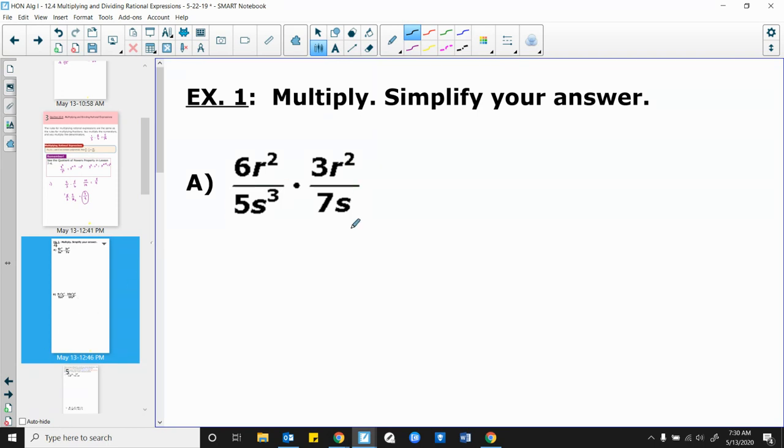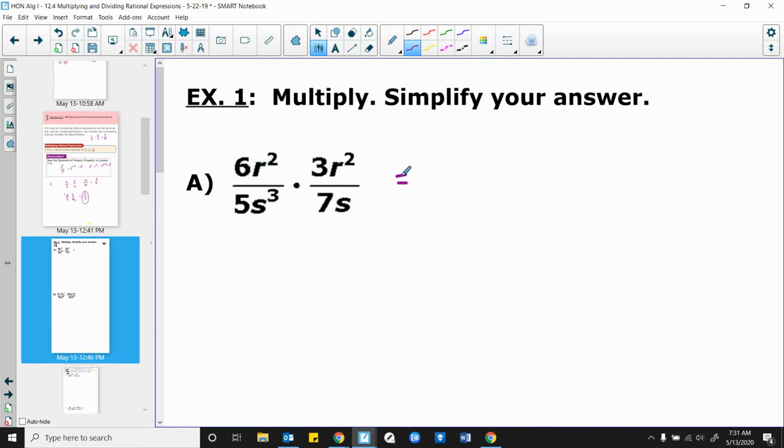All right, here we go. Simplify your answer. Again, I can look now at the cross cancel. 6 and 7, there's no common factors or anything there. And r and s, nothing I can cancel that way. And same thing, 5s to the third times 3r squared. Nothing that I can cancel there. So from here, I am just going to multiply across.